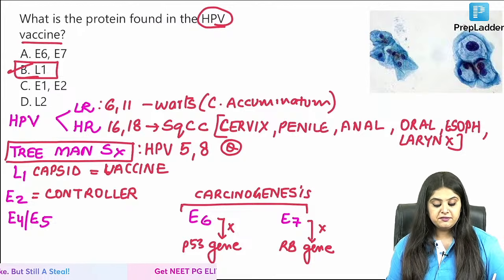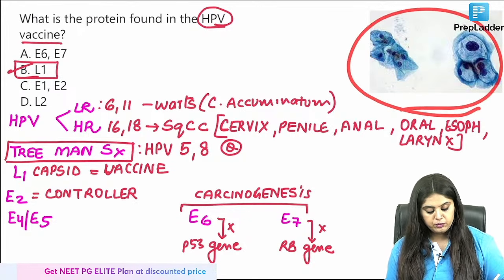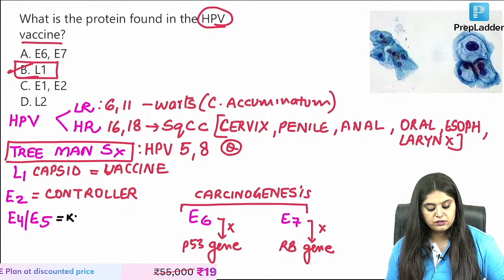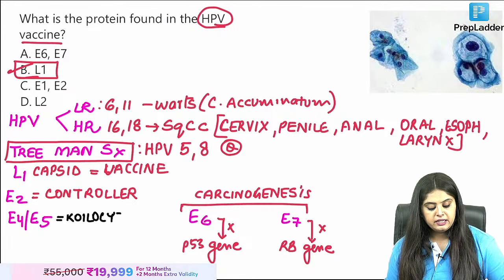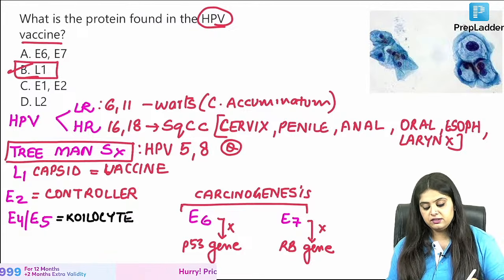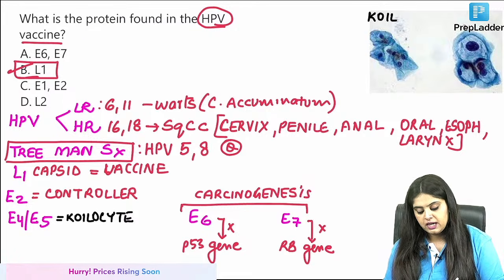Cancer will occur. Finally, when you look at it under the microscope, you see a very, very important cell which is known as koilocyte. Who makes koilocyte? It is E4 and E5. All your questions are done. So ma'am, what is a koilocyte? How do you define it?